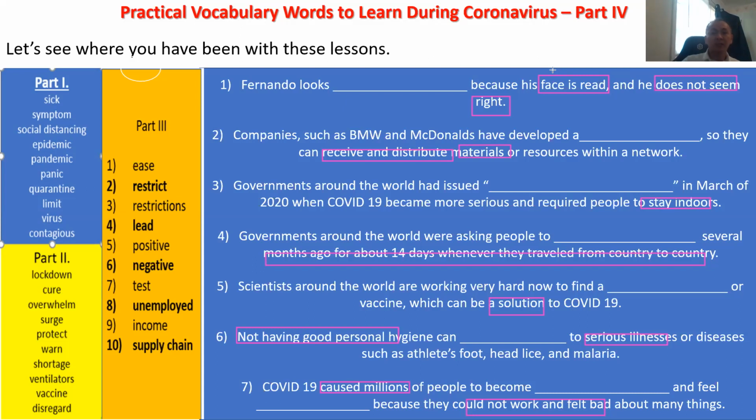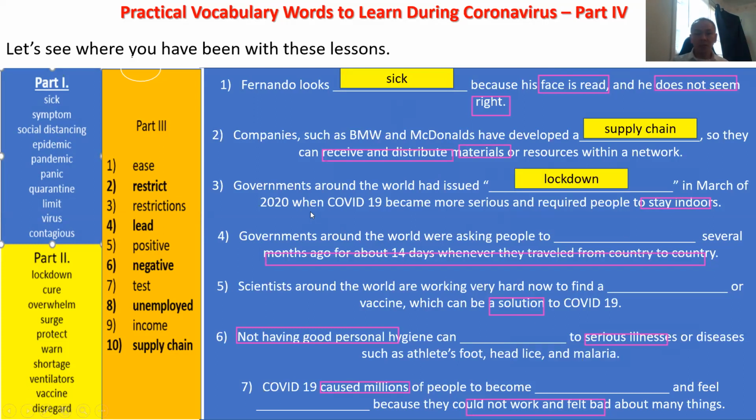Okay, I have given you enough time. So for number 1, sick. Fernando looks sick. Number 2, supply chain. A supply chain is a network where people can distribute and receive many things. Number 3, here they issue a lockdown.